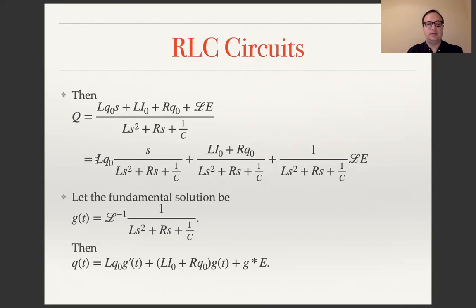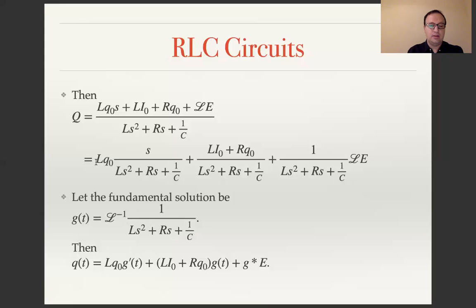And we can split this fraction into terms whose inverse Laplace transform we know how to compute. So we get everything in terms of the fundamental solution. Let the fundamental solution of the equation be the inverse Laplace transform of 1 over the auxiliary polynomial. So it's the inverse Laplace transform of 1 over Ls squared plus Rs plus 1 over C.